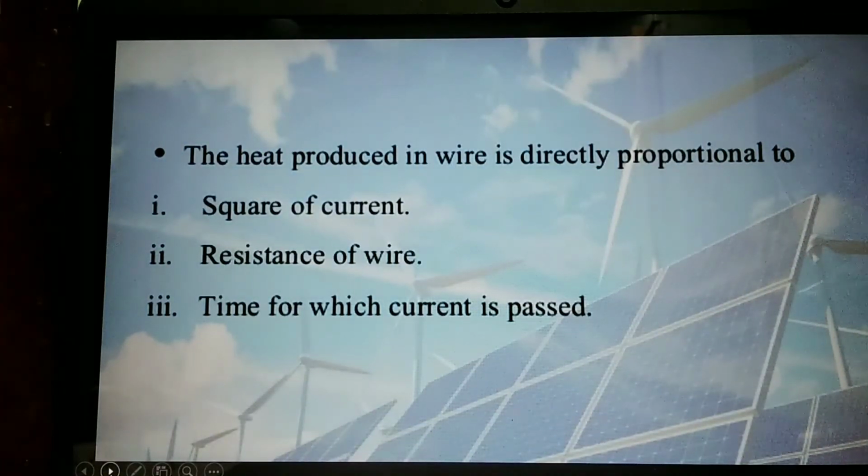Therefore, the heat produced in a wire is directly proportional to the square of the current, directly proportional to the resistance of the wire, and directly proportional to the time for which current is passed.